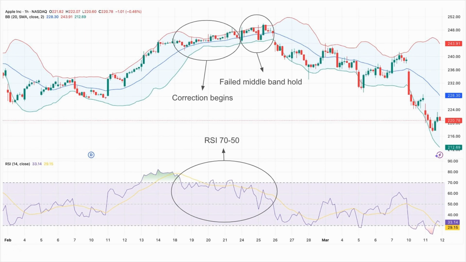Trading tip: when a stock pulls back from overbought levels and struggles at the middle band, it often signals a transition into a corrective phase. Also, a failure to hold the middle Bollinger Band often signals a shift to a weaker trend.